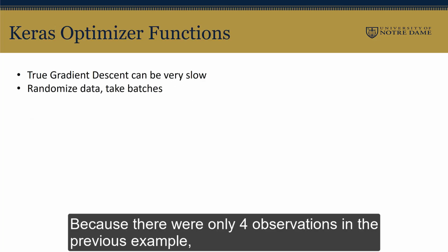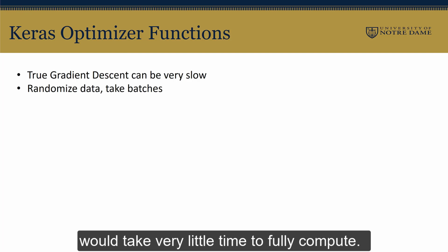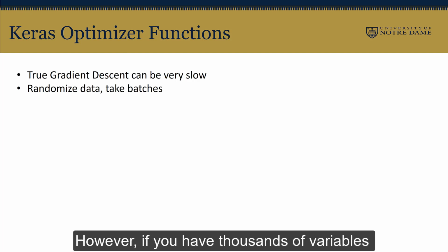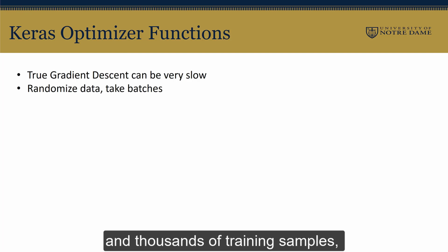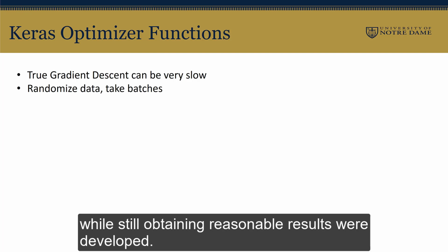Because there were only 4 observations in the previous example, the process of backpropagation that we did for the XOR example would take very little time to fully compute. However, if you have thousands of variables and thousands of training samples, this process, in its theoretical form, takes a long time. Because of this, techniques to speed up the training while still obtaining reasonable results were developed.